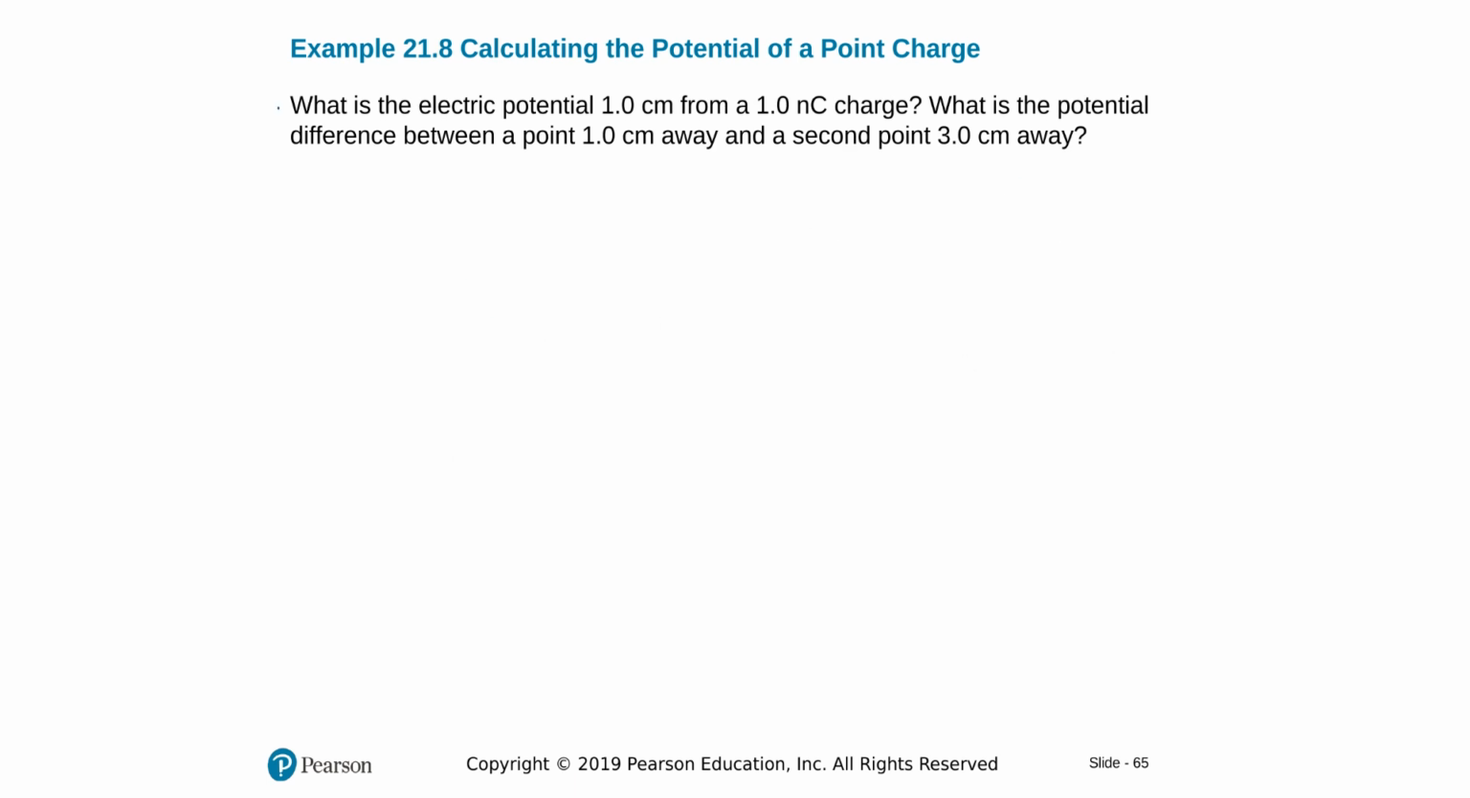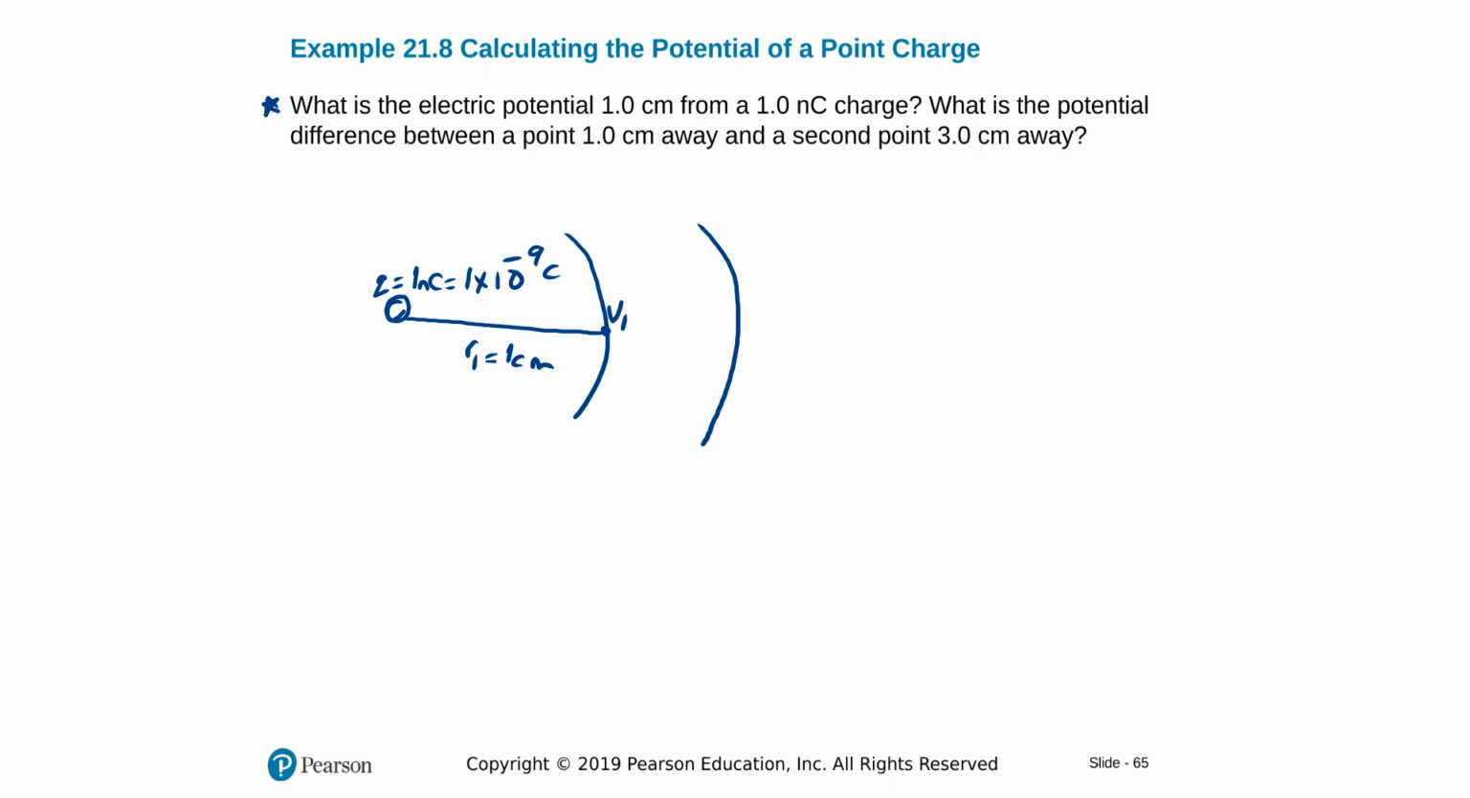Think about this question. We're going to solve it in another video. What is the electric potential one centimeter from a 1 nanocoulomb charge? What is the potential difference between a point 1 centimeter away and a second point 3 centimeters away? So I have a charge, it's positive, 1 nanocoulomb, 1 times 10 to the minus 9 coulomb. What is the electric potential here? Let's say R1 is 1 centimeter. I'll call this V1.